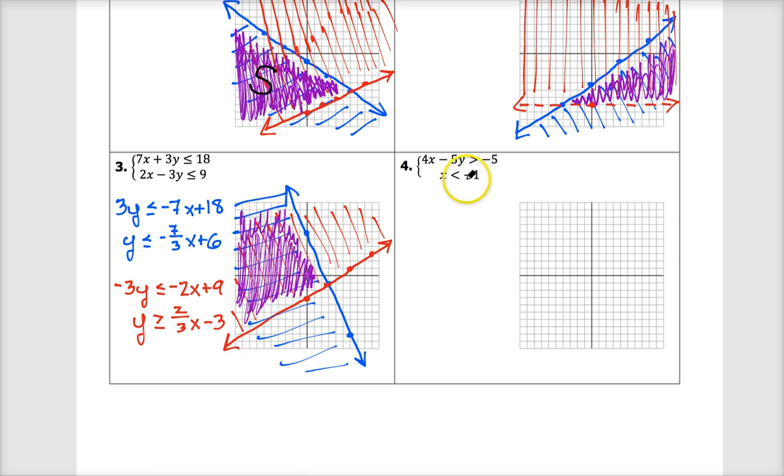Okay, finally number 4, 4x minus 5y is greater than negative 5, so I need to put that in slope-intercept form. Negative 5y is greater than negative 4x minus 5, and then divide everything by negative 5, so we have a flip of our inequality sign. We get y is less than positive 4/5 x plus 1.